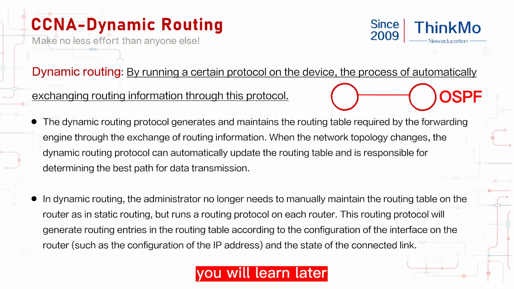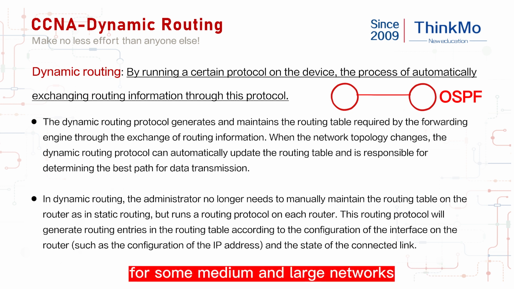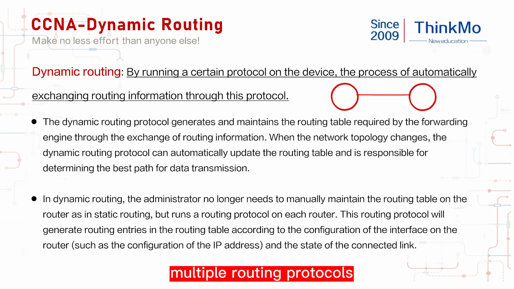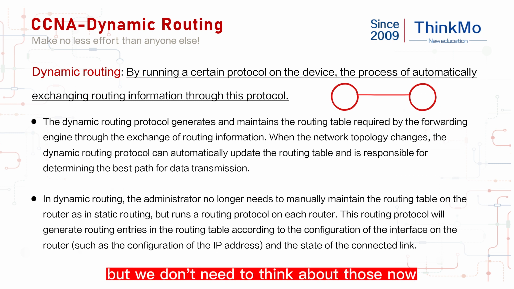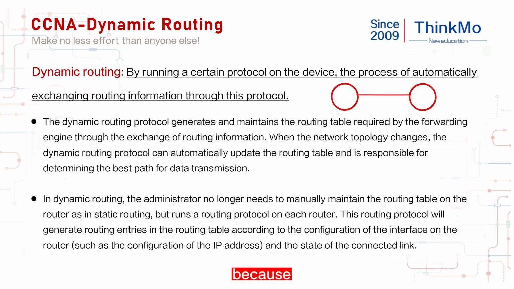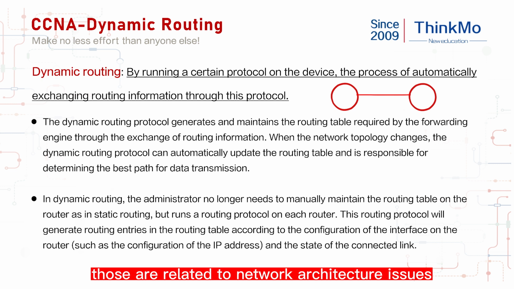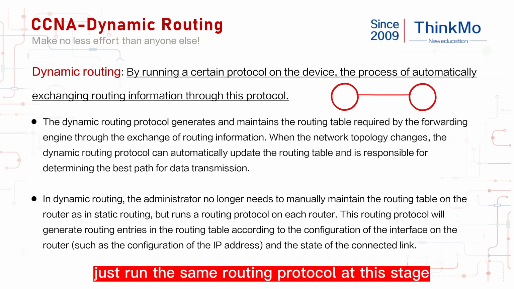You will learn later that for some medium and large networks, multiple routing protocols may be running at the same time. It's possible to run both, for example EIGRP and OSPF used together. It's all possible. But we don't need to think about those now, because those are related to network architecture issues. Just run the same routing protocol at this stage.